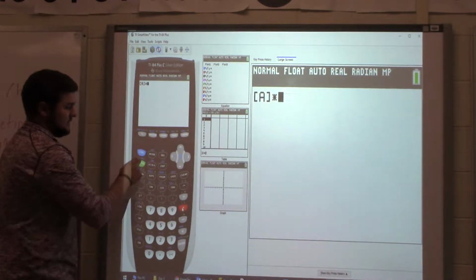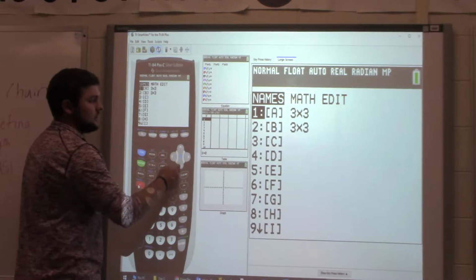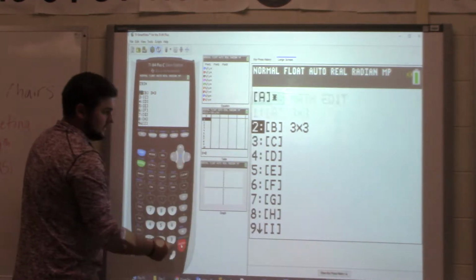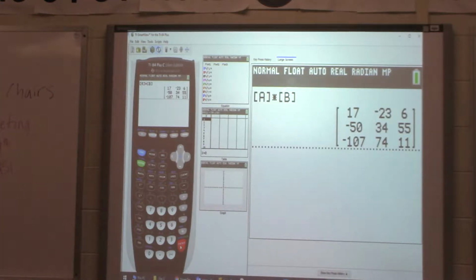times, go back in, second, x to the negative 1 or second matrix. Go down to B, hit enter on B, and when you hit enter, it's going to spit out your answer. So now you're not doing it by hand anymore. Question? How did I do that?